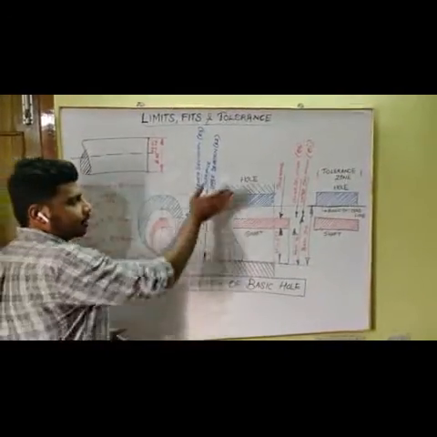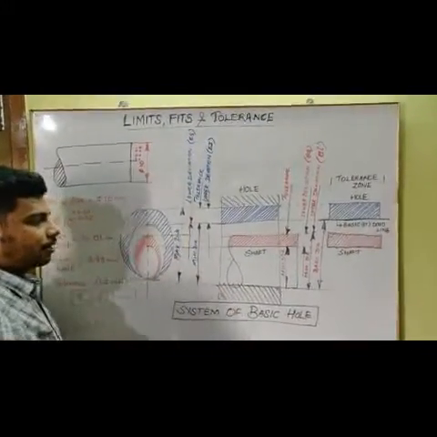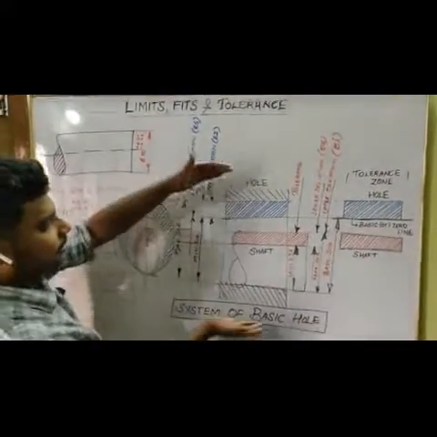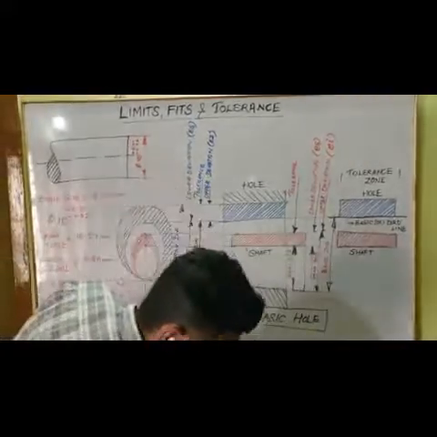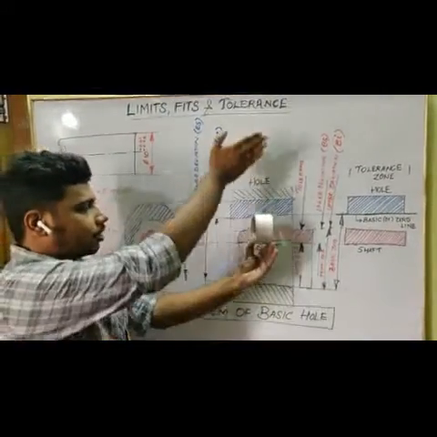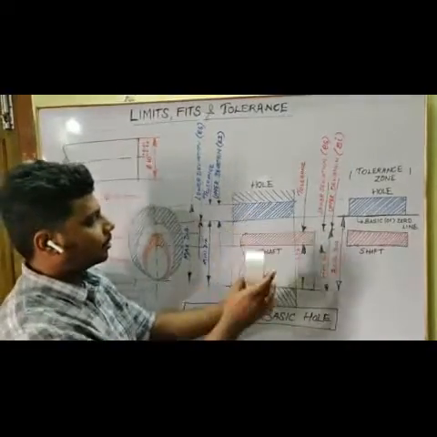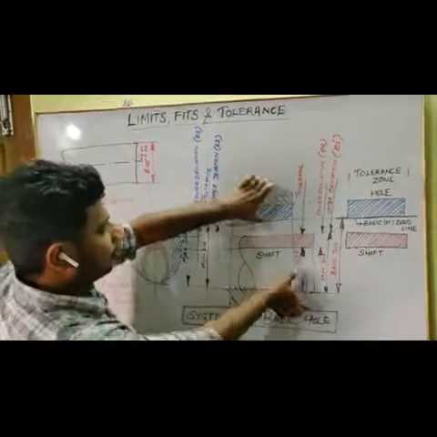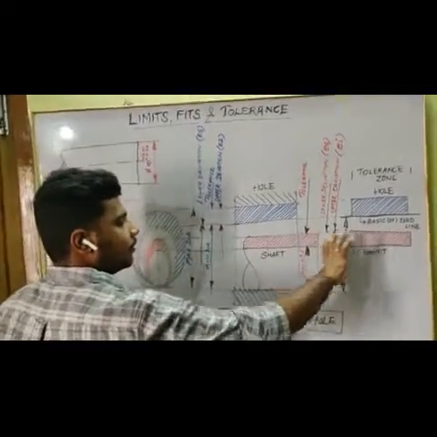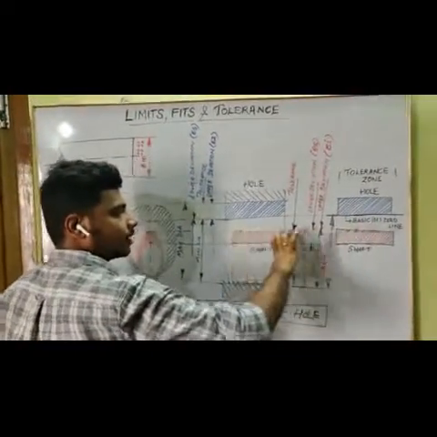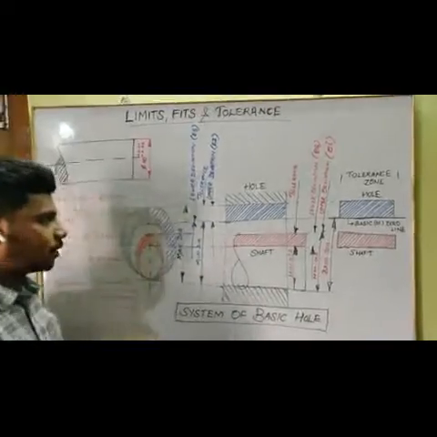So I just made a cross section of your shaft and hole here, right? So this is your hole. This area is your hole. This hole's cross section is shown here. This is your cross section of a hole, right? So in that we are having one shaft like this, right? So this is your shaft, right?